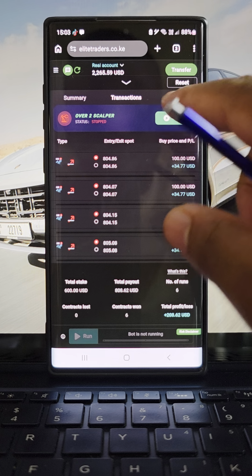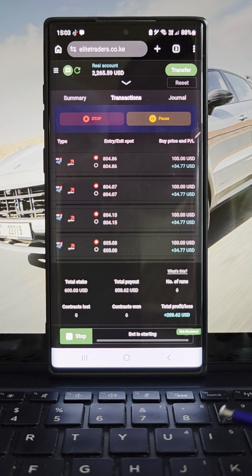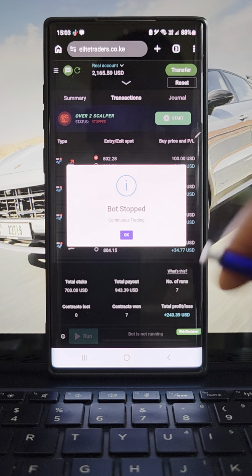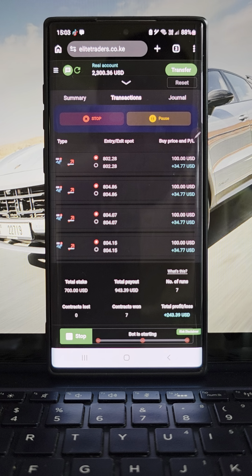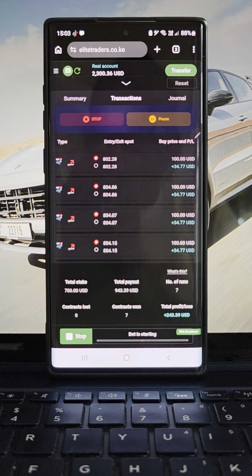Let's push the account to 300. So far we are at 243. I think we need 2 more straight wins, then we hit our target profit of $300.